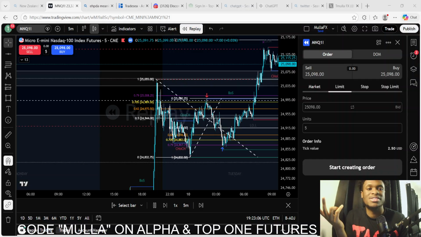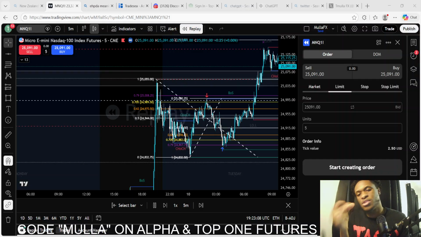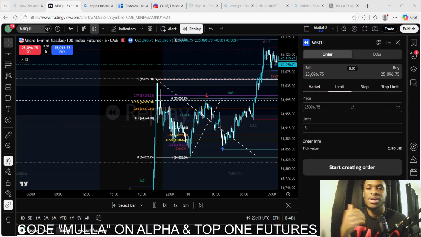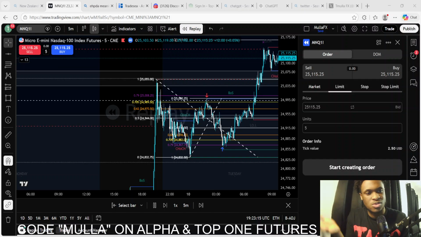Now I enter trades and I'm like, yeah, you know what, I like this setup, great setup. If it hits, I'm going to be happy and it's going to be good. If not, no problem. The model has worked time and time again. It just didn't work today, and that's it.